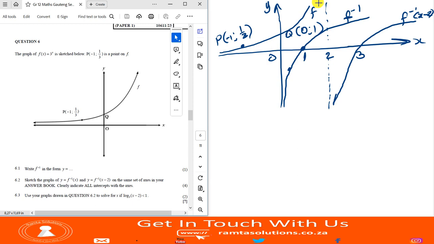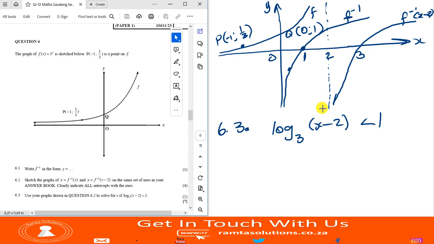All right, perfect. Now, 6.3, check this out. 6.3 says, use your graphs drawn in question 6.2 to solve for x if log of x minus 2 base 3 is less than 1. It's less than 1. Wow, that's interesting.